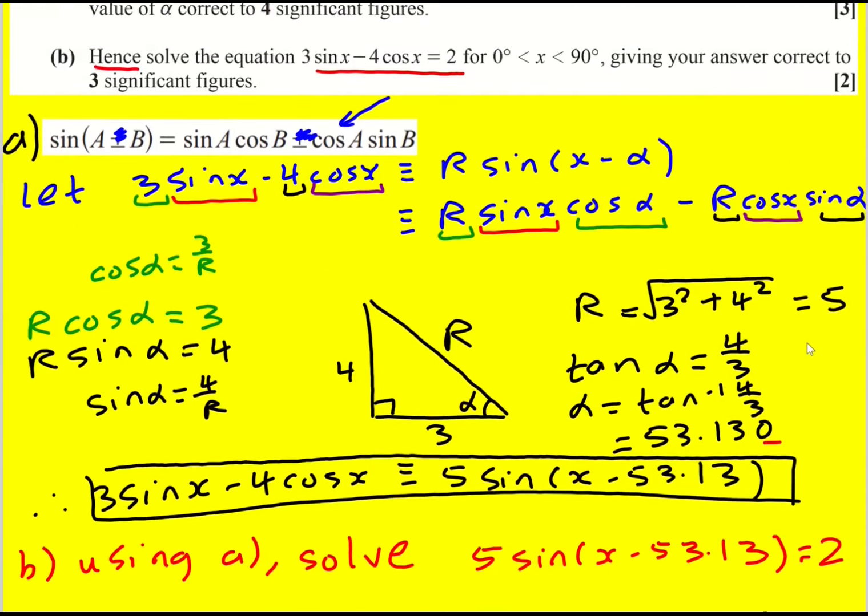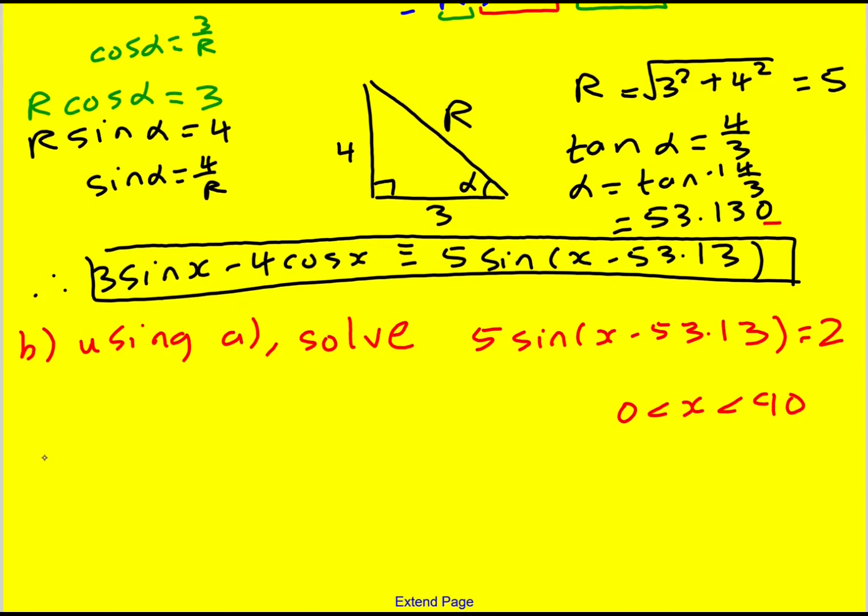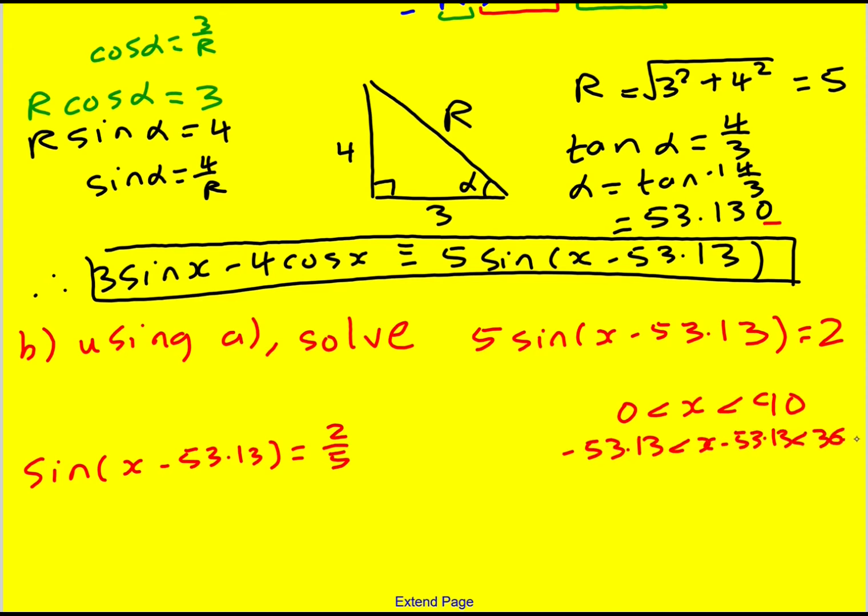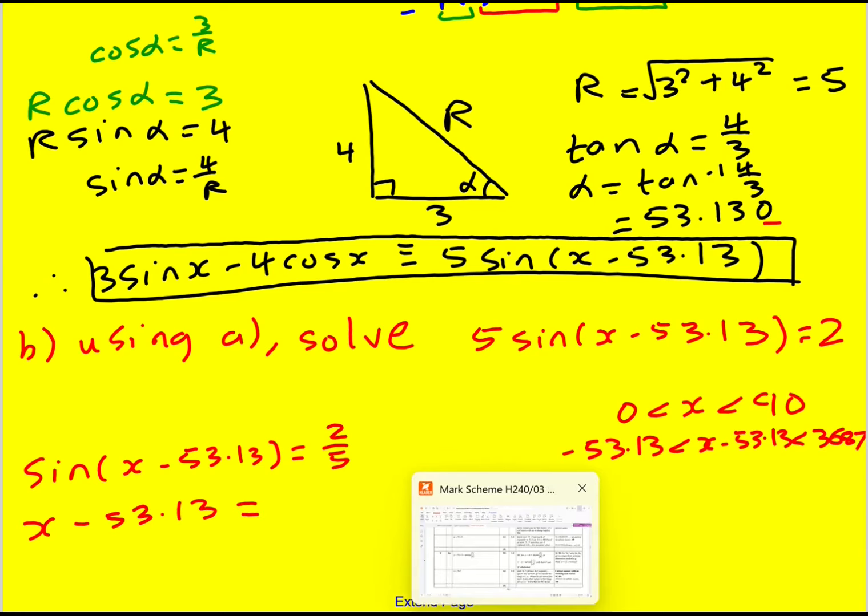So I didn't make a note whether it includes any of them. It doesn't. I don't think that's going to matter. So sine (x minus 53.13) equals 2/5. Now I'm first of all going to solve for x minus 53.13. So we'll get into that kind of routine and work out this adjusted range. This one's going to be 36.87. Then we'll do inverse sine. That's a very small range. So actually, I believe we're only going to find one value.